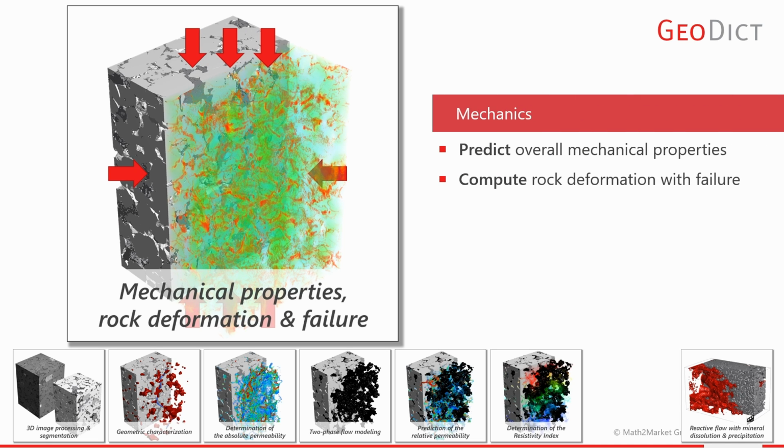GeoDict offers solvers for prediction of the overall mechanical properties such as bulk and shear moduli. And empowered by the FeelMath solver of the Fraunhofer Institute, you may also compute rock deformation, even with failure, and obtain the resulting strain-stress curves.